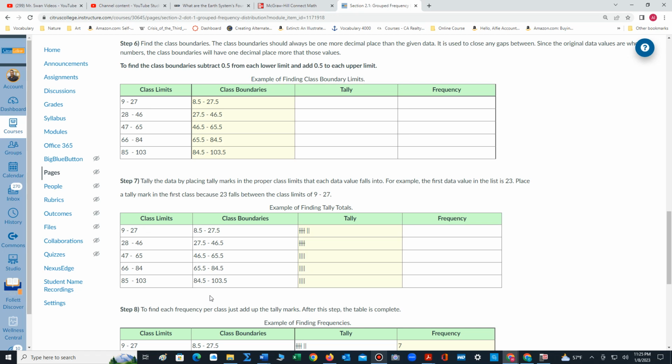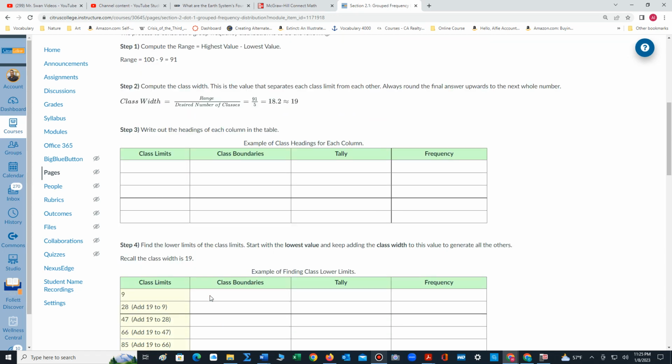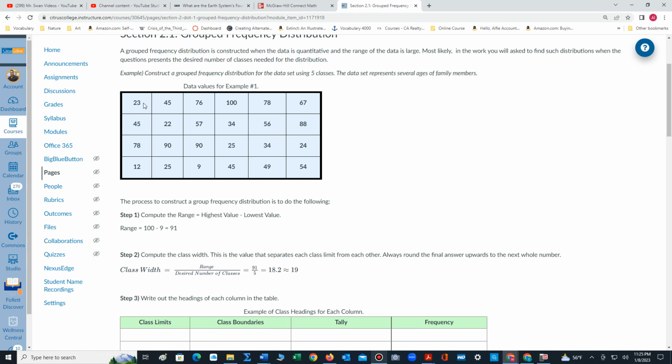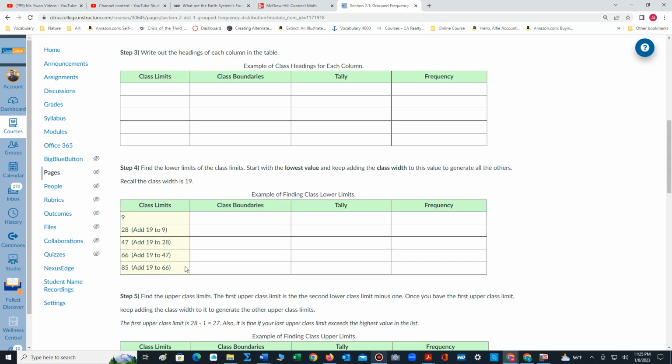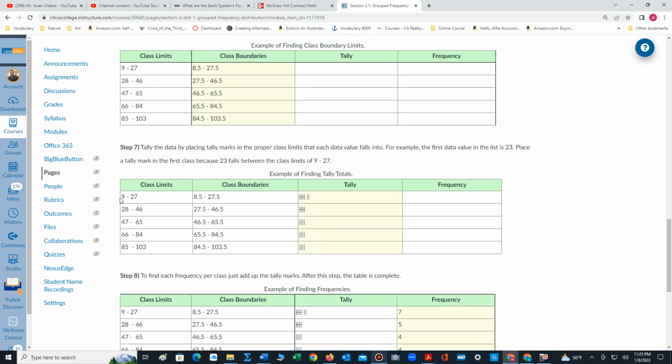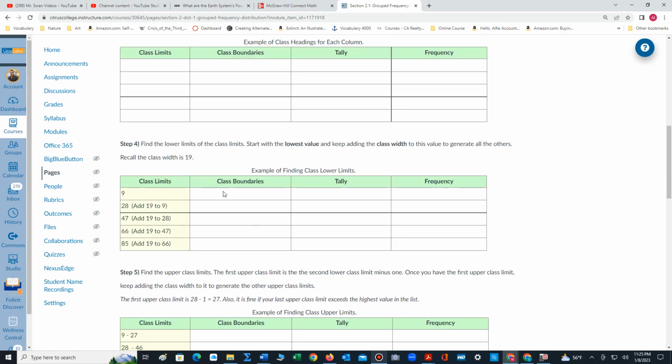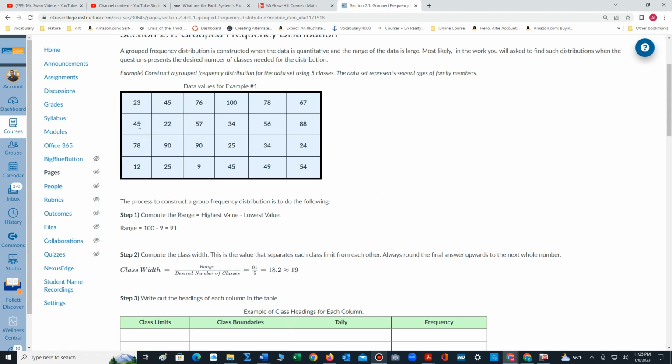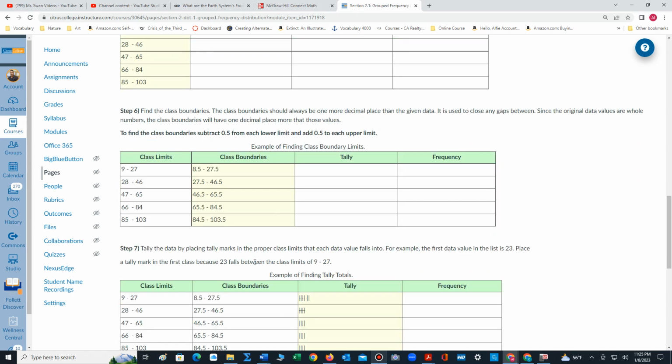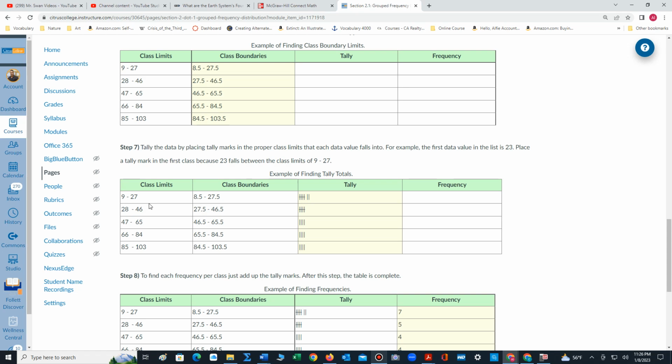Next, we tally the data. So we have to determine what class each data value falls into. So for example, 23, that's going to fall in the first class because 23 falls between 9 and 27. So you place a tally mark. And then the next data value is 45. Well, 45 falls in the second class because 45 is between 28 and 46. So you put a tally mark and then repeat that process until you tally all the data.